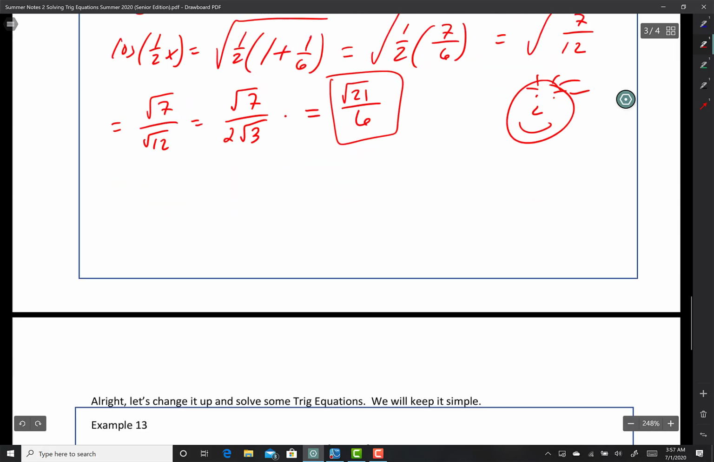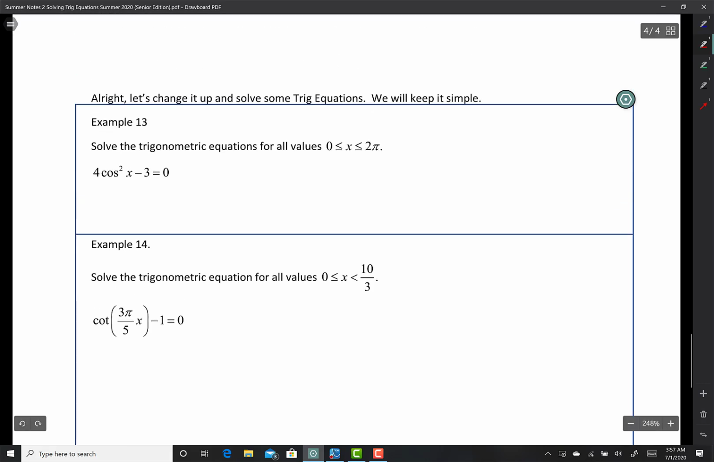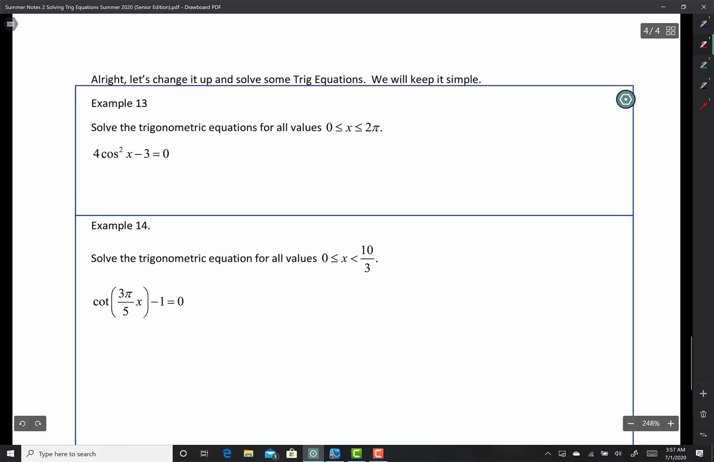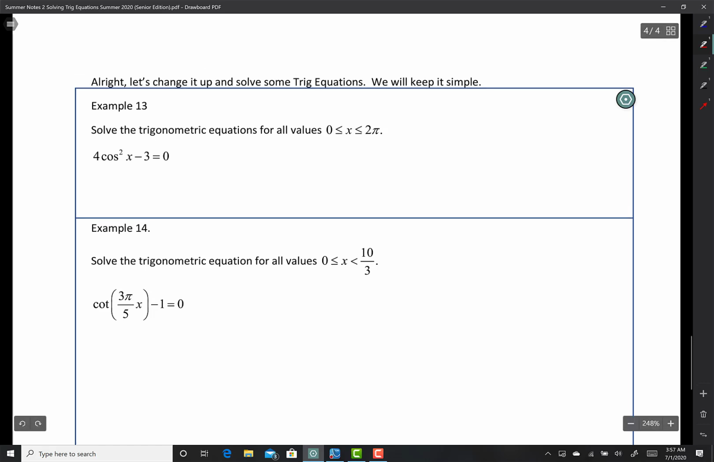Okay, let's keep going. I'm sorry, guys. So example 13. I feel like these are pretty straightforward. I on purpose gave you guys the easy ones. You're not going to have any that are like crazy quadratics where you have two factors and you have to find both. I just put simple ones in here.